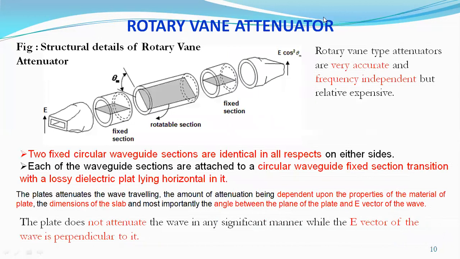Then the rotary vane type. In the rotary vane type, we have the waveguide here: two fixed sections, one rotatable section, then fixed sections.